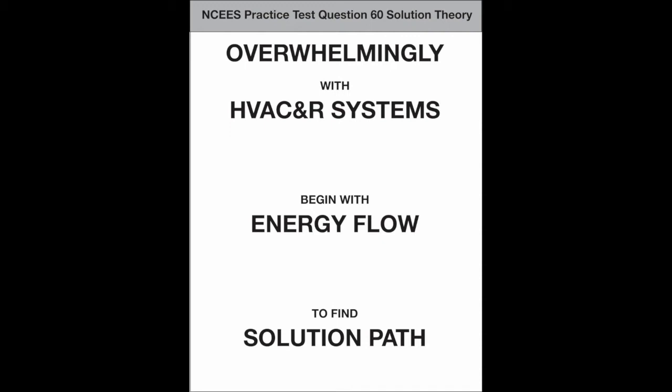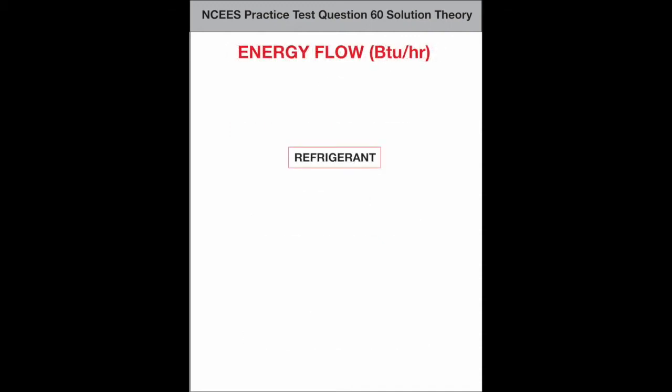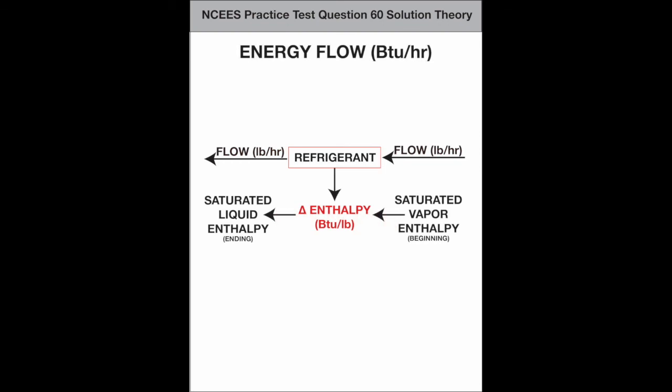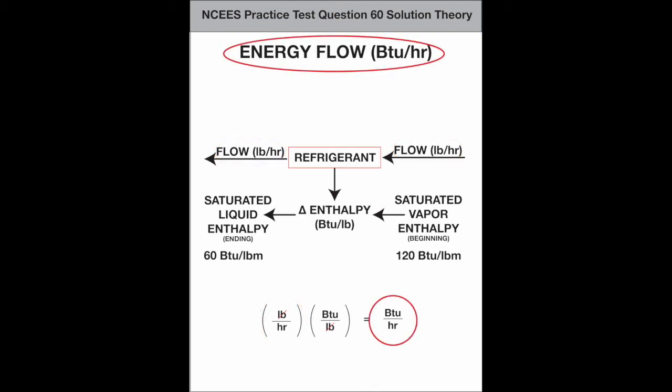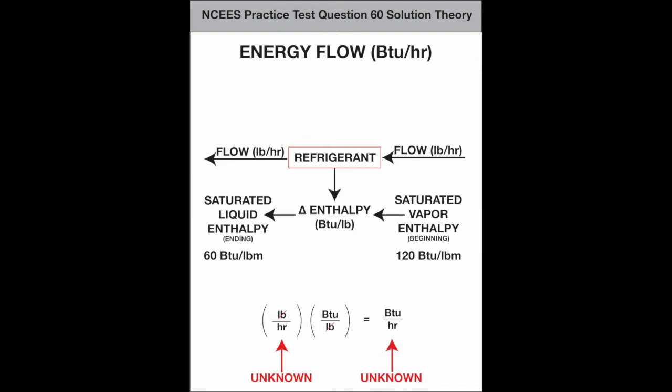As is overwhelmingly the case with HVAC&R systems questions, begin with energy flow in order to find a solution path. Energy flow occurs in units of BTU per hour. There's a refrigerant flowing at an unknown rate of pounds per hour, which loses enthalpy, or BTU per pound. The question gives the enthalpy data. Pounds per hour times BTU per pound equals BTU per hour. You must determine this value to answer the question, and you're not given this value. One equation, two unknowns. More data is needed to solve it.